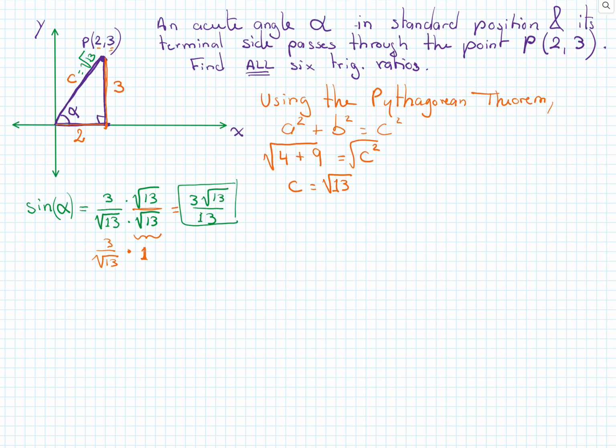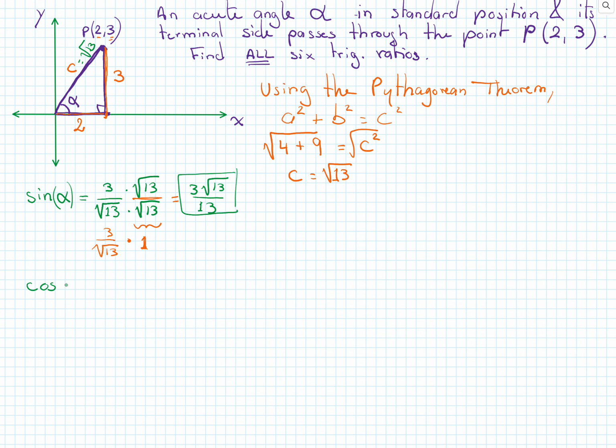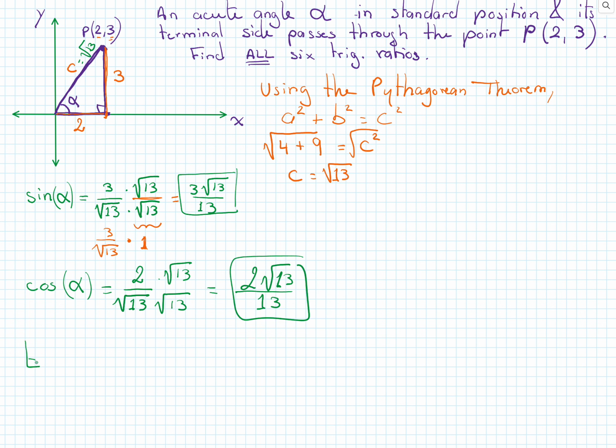Then I want the cosine of alpha. The cosine is going to be your adjacent over the hypotenuse. And again, we need to rationalize that denominator, so we're going to multiply top and bottom by the square root of 13, which is going to give me 2 square root of 13 over 13. Okay, that's the cosine. Now I need the tangent of alpha. Tangent is opposite over adjacent, so that will be 3 over 2. And no need to do anything here. Those are my 3 main ones.